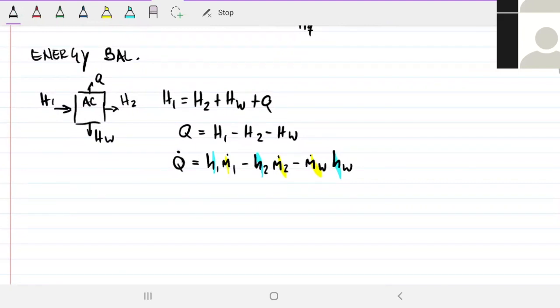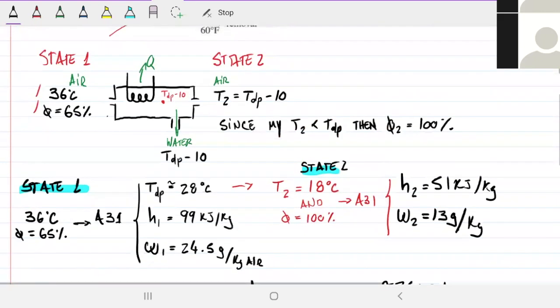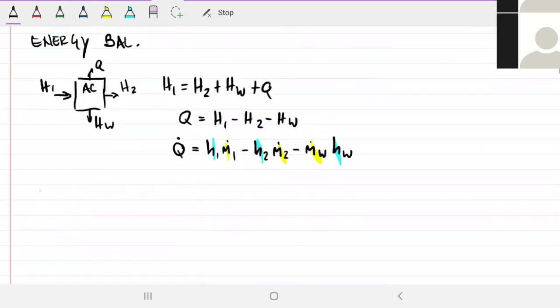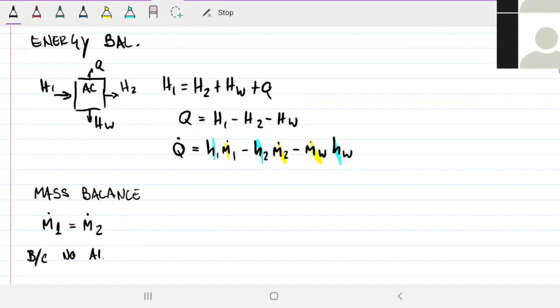So we can do the same logic as before, right? We have air entering here and then leaving over here. We don't have air breaking up and leaving down with water. So that means the mass balance is here. My mass flow rate of 1 has to be equal to my mass flow rate of 2, because no air leaves with water.